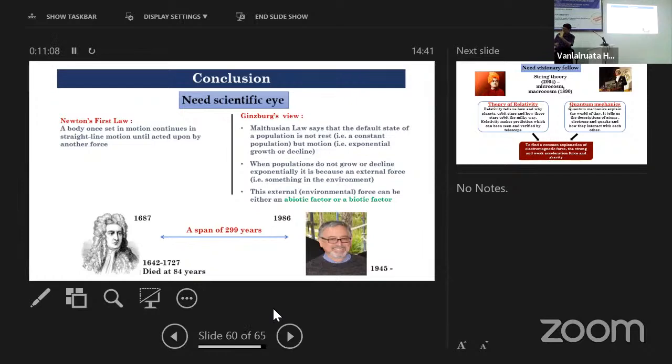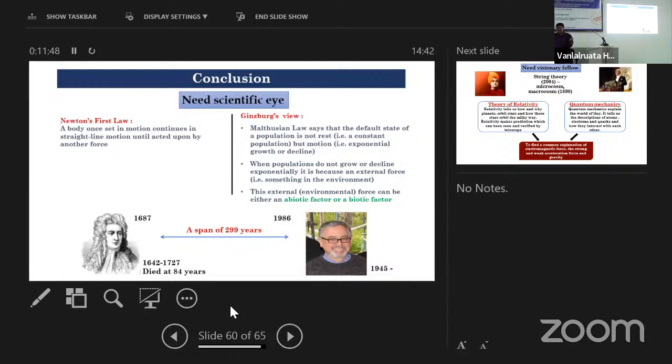Many, many years ago. And Malthus's law states that the default state of a population is not rest. Compare Newton's law with the Malthus law: motion, or exponential growth or decline. When a population does not grow or decline exponentially, it is because of an external force, as with Newton's law. So Malthus's law and Newton's law are both simple. We have known Newton's law for a long time, and the Malthus law since the 17th century.